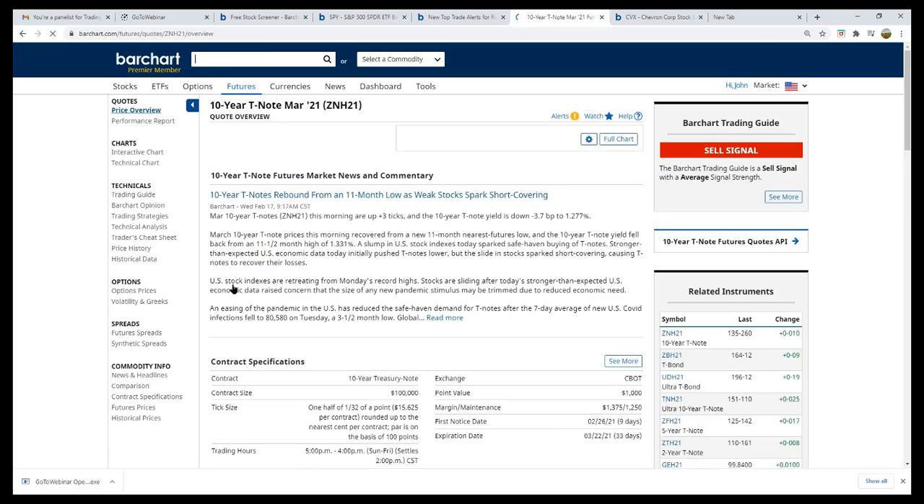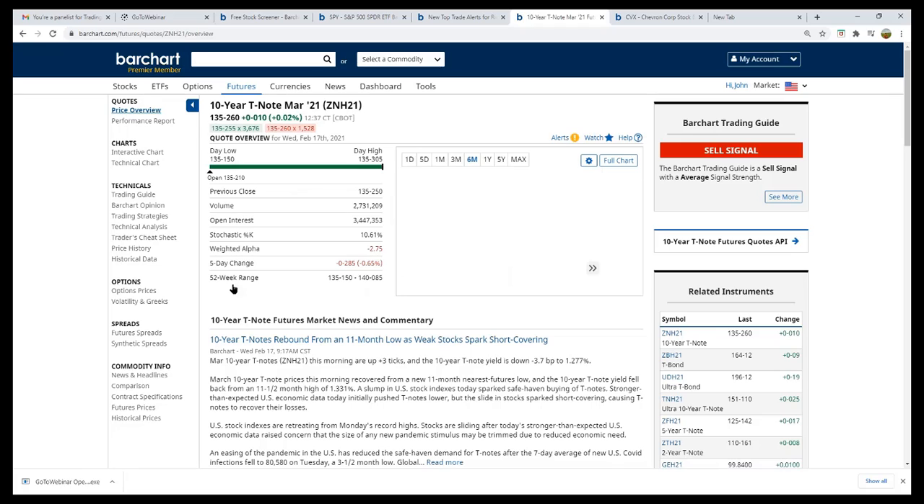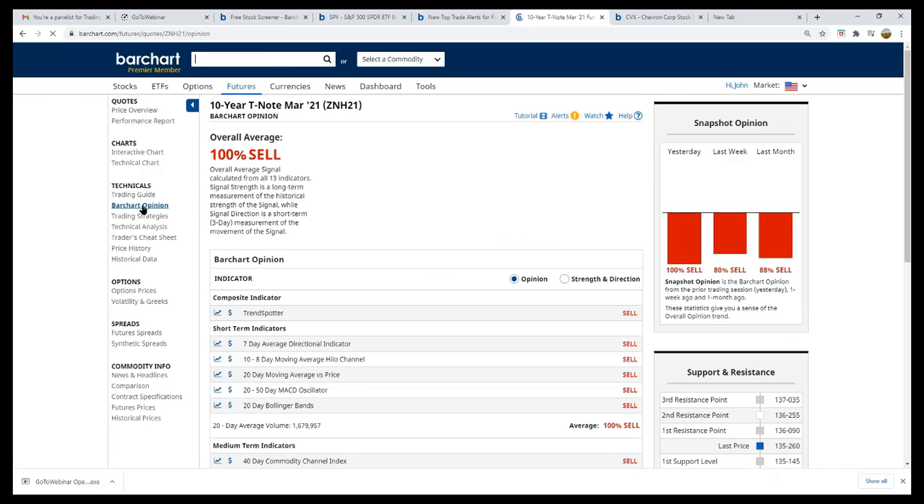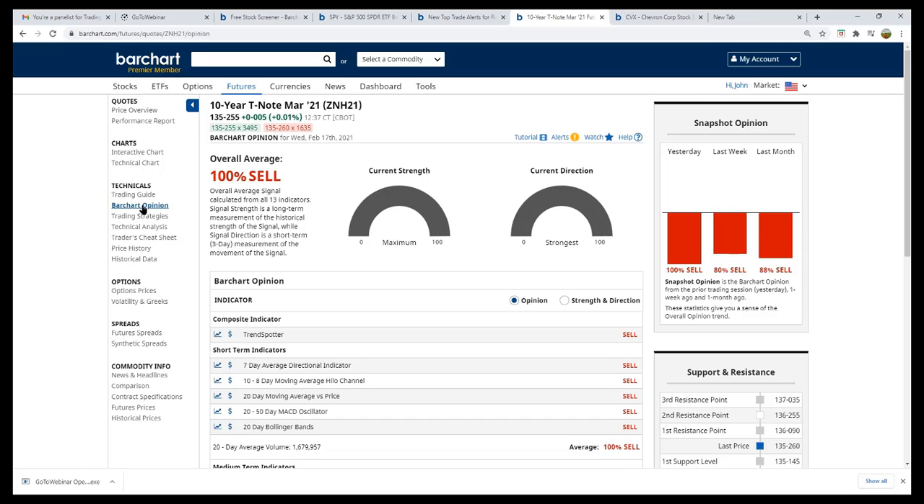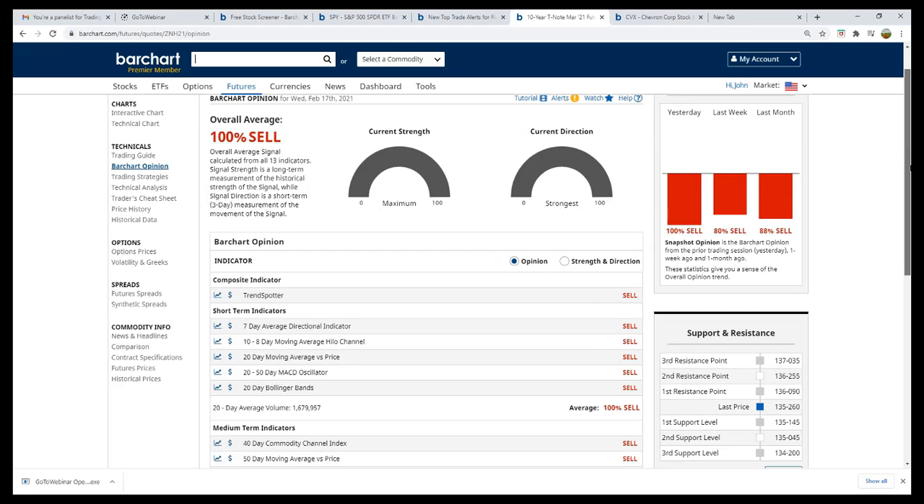Right here's our bar chart signal, it's a sell signal. It's a shorting opportunity, right? And if I go to my opinions, again, we don't always have to look for positives or greens. We can look at reds or negatives in terms of shorting opportunities, and you can see that all these technical indicators are showing selling opportunities.